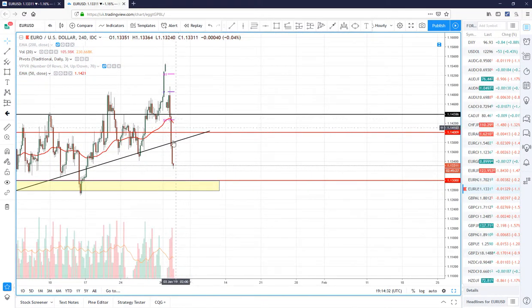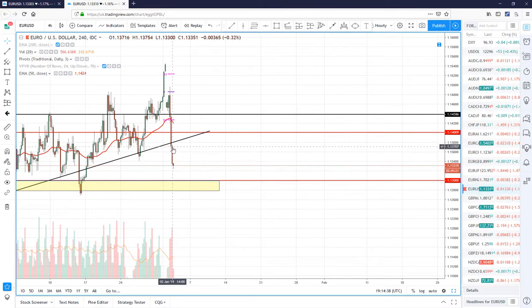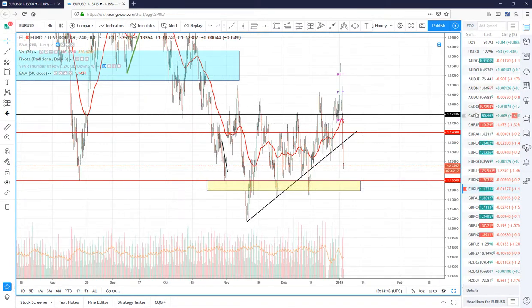Notice how the volume now on this candle is small. The candle is a bearish engulfing candle, but it's smaller than the one before. The volume is quite higher, so it means the market is now going to start decelerating around this area here. That's what I'll be expecting to see in the next couple of days.